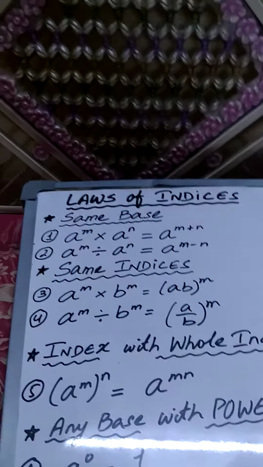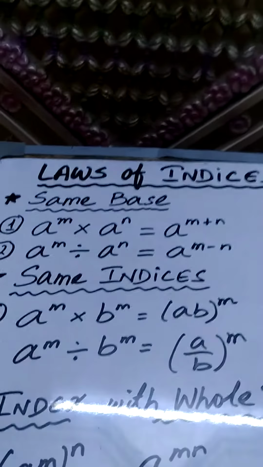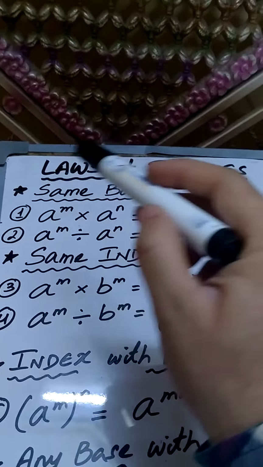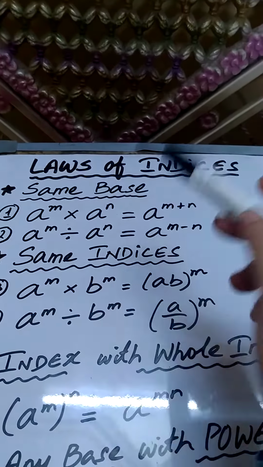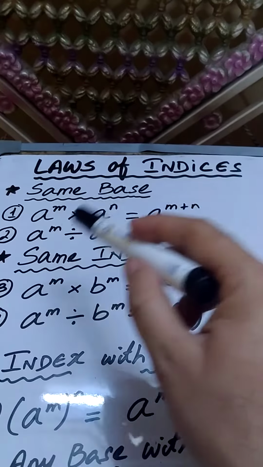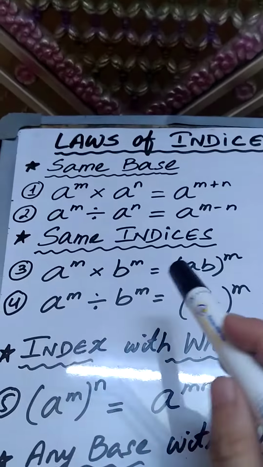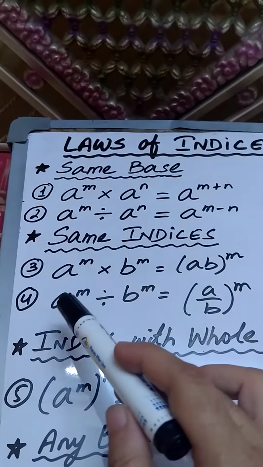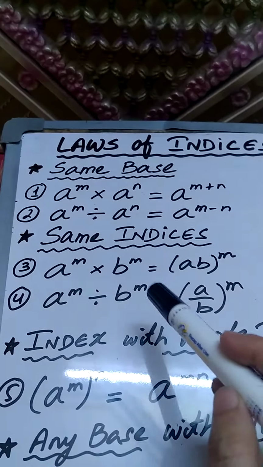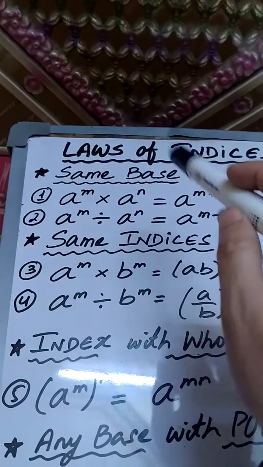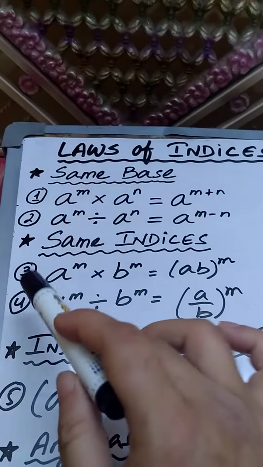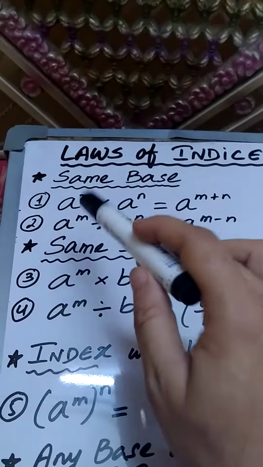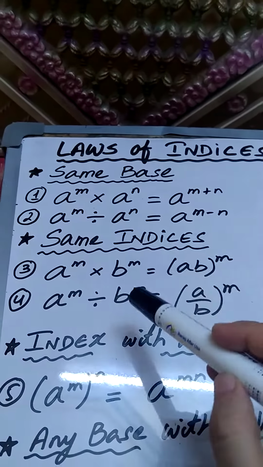After this, the next two laws depend on same indices. Same indices means same power, same exponent. Look here, a multiplied by a, divided by a, the bases are same. Now the second two laws depend on same indices, same power. If you look here very carefully, this time the bases are different, but their powers are same. Again, their bases are different, but their powers are same. Here a multiplied by b, the bases are different, but their power is same, m. a^m, b^m, a^m, b^m.